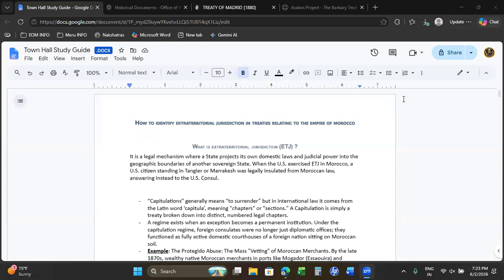However, I would like to restate the theme of today's agenda, which is how to identify extraterritorial jurisdiction in treaties relating to the Empire of Morocco. We'll use the Treaty of Peace and Friendship of 1786 as an example, but we'll first start with this reading to understand what ETJ, or extraterritorial jurisdiction, actually is, and a few elements about it. If I can get a reader to start us off with these first few points.